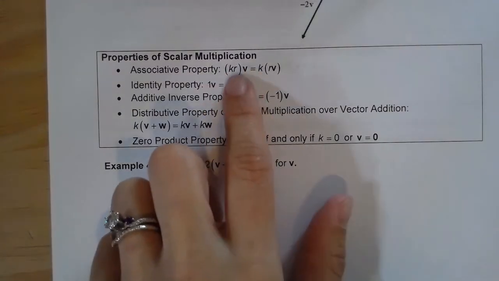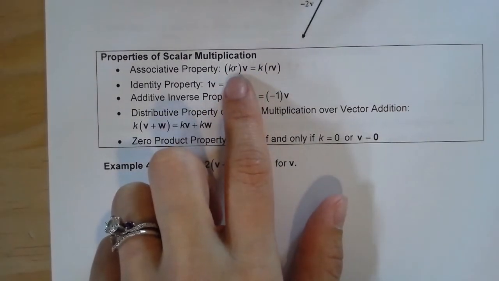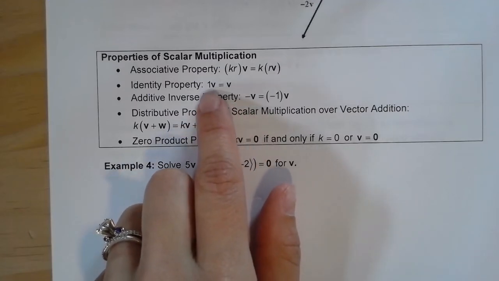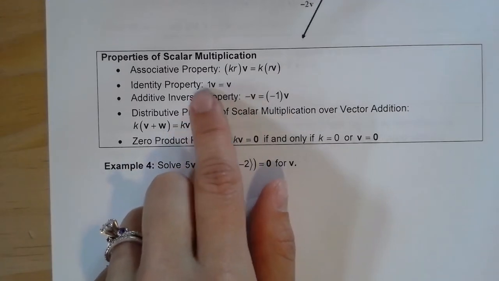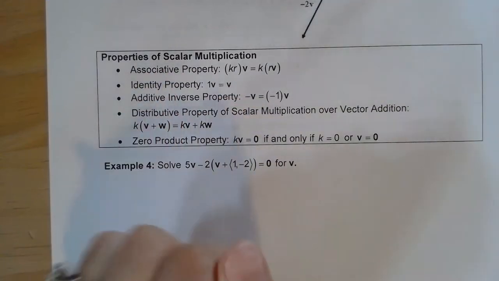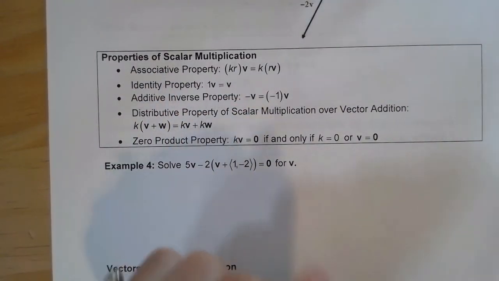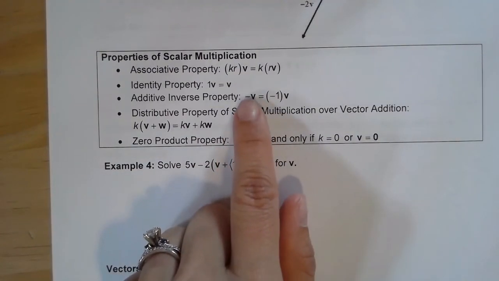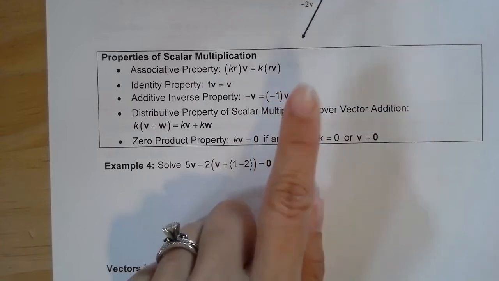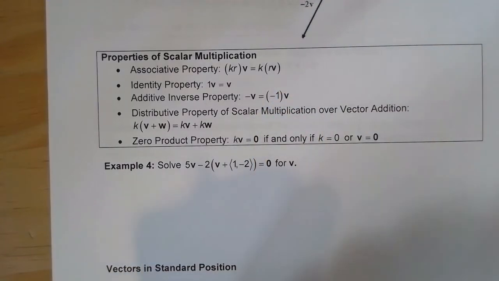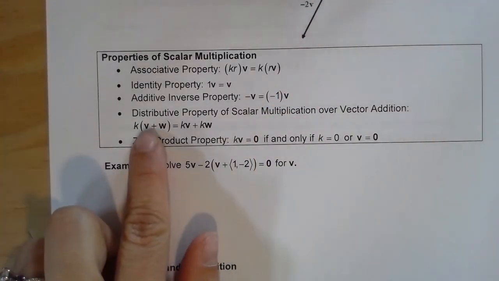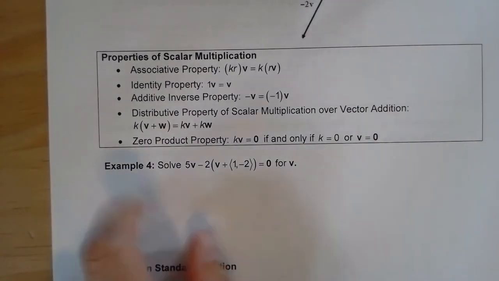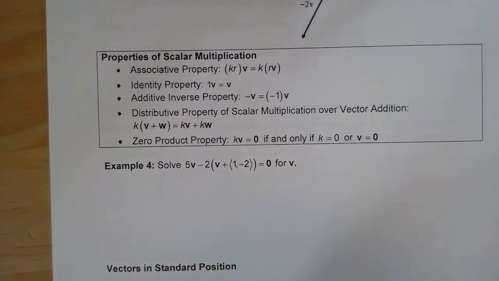This is the associative property, meaning you can change those parentheses around. And then we have our identity property. One v is just v, almost like that one disappeared, but it's always there. We have our additive inverse, so negative v is the same thing as negative 1 times v, as I was talking about earlier. Our distributive property works, and so does our zero property.